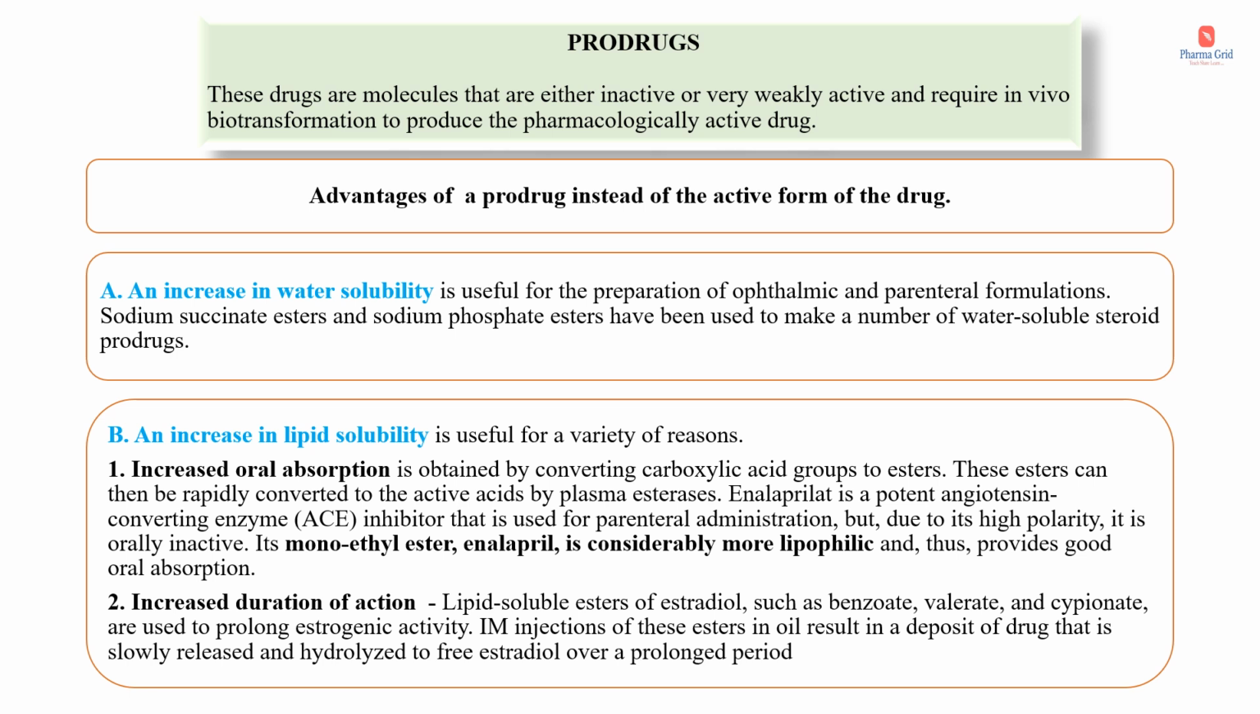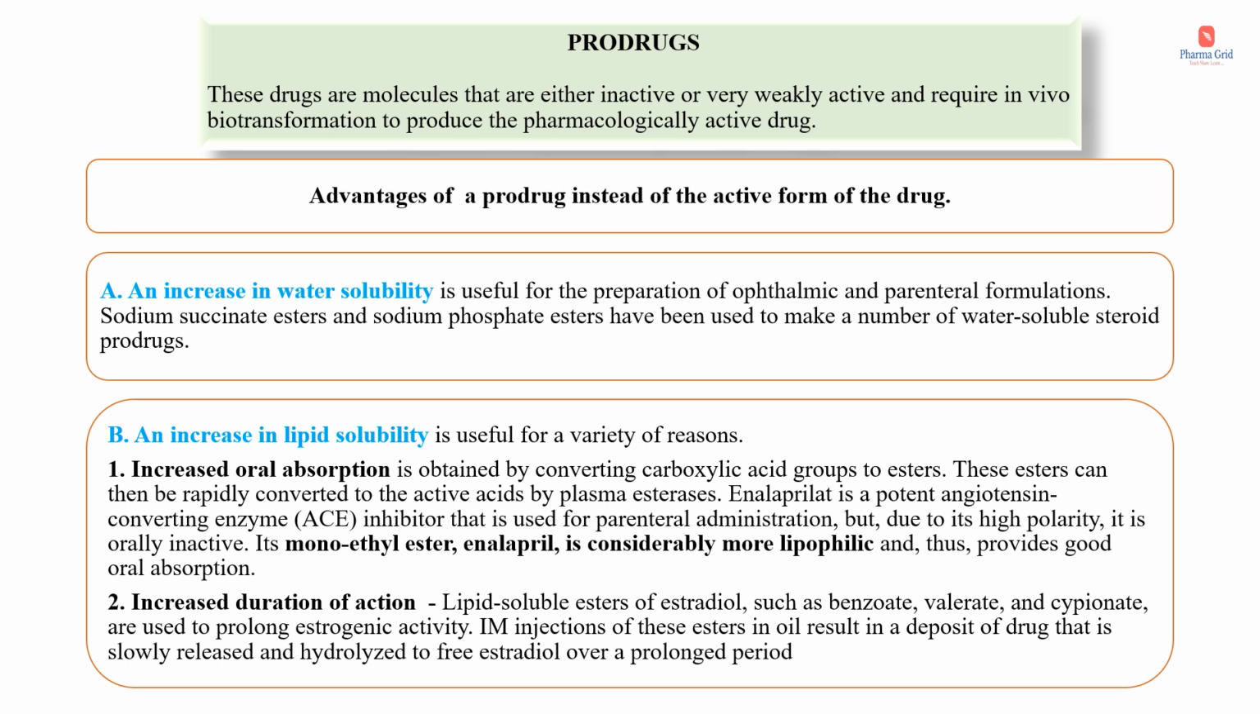An example is enalaprilat. Enalaprilat is a potent angiotensin converting enzyme inhibitor that is used for parenteral administration. But due to its high polarity, it is orally inactive. Its monoethyl ester enalapril is considerably more lipophilic and thus provides good oral absorption. So enalapril is a prodrug. It has good oral absorption and the active metabolite of enalapril is enalaprilat. Enalaprilat is not orally active, so it is mainly given through the parenteral route. So enalapril is a prodrug and its active metabolite is enalaprilat.